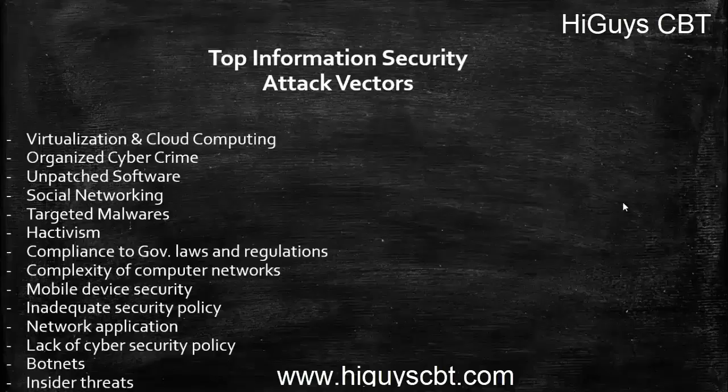The following are the possible top attack vectors through which attackers can attack information systems: virtualization and cloud computing, organized cybercrime, unpatched software, social networking, targeted malware, activism, compliance with government laws and regulations, complexity of computer networks, mobile device security, inadequate security policy, network applications, a lack of cybersecurity policy, botnets, and insider threats.